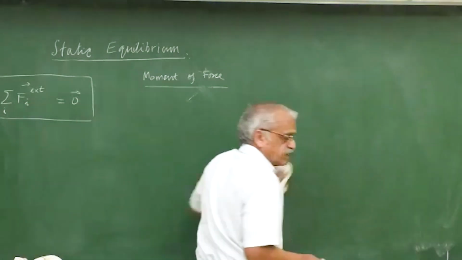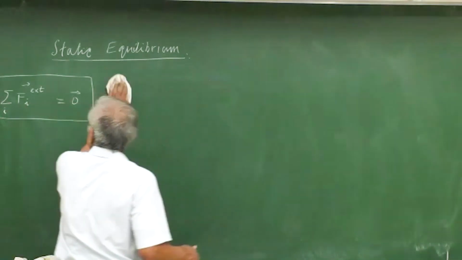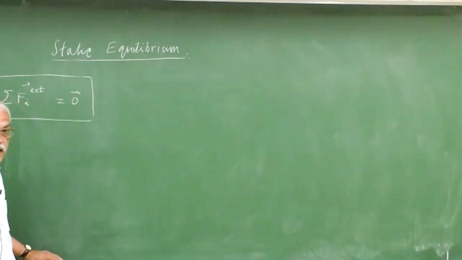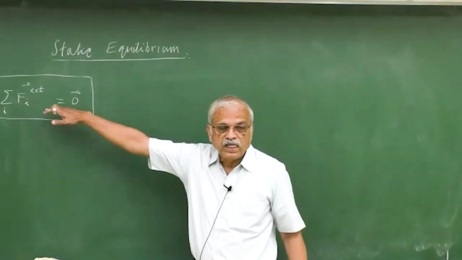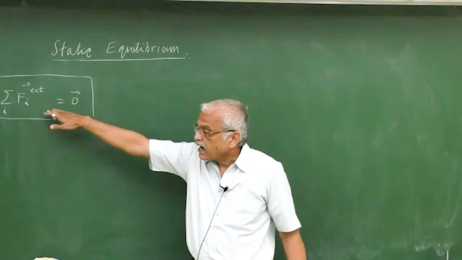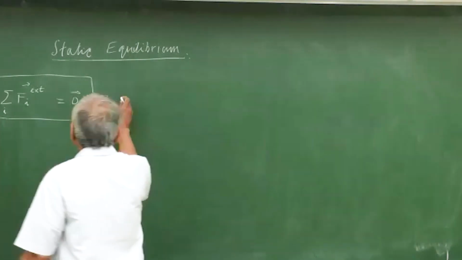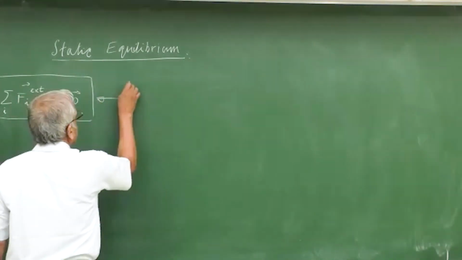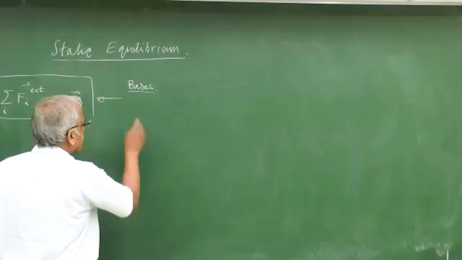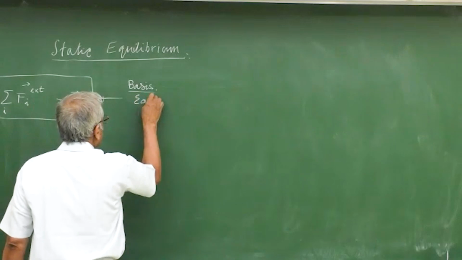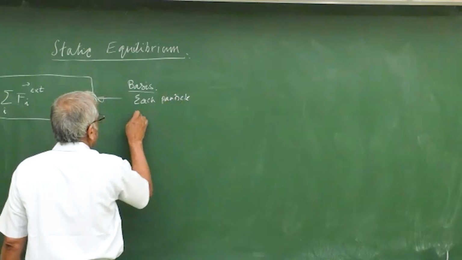Now I'll ask you a question here, which I was telling. For a rigid body under equilibrium, we derive this equation. What is the basis for this one? The basis for this one is that each particle in the system is under equilibrium.